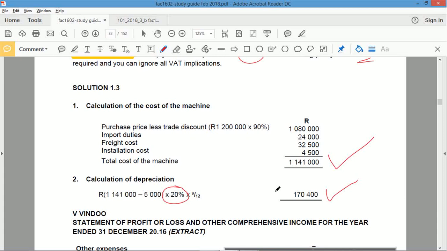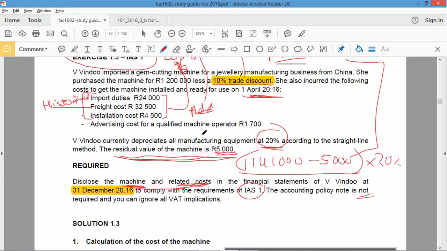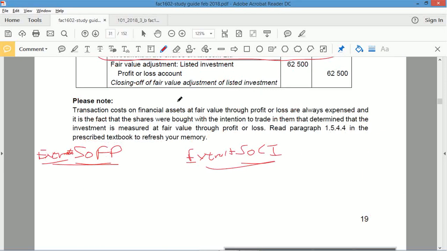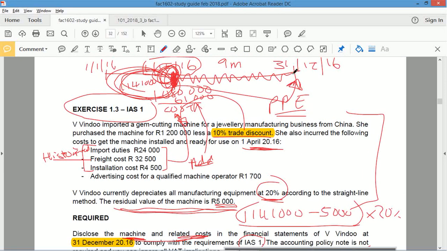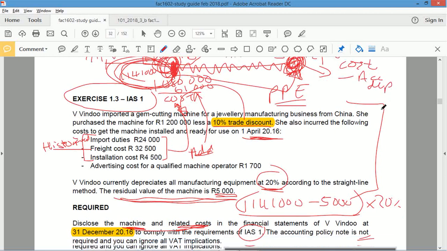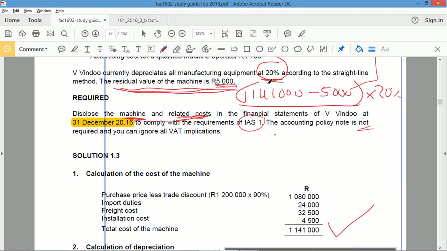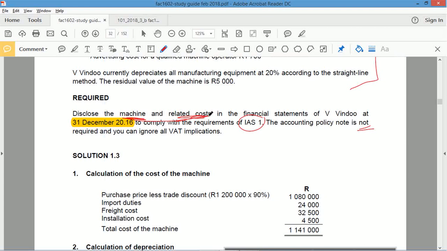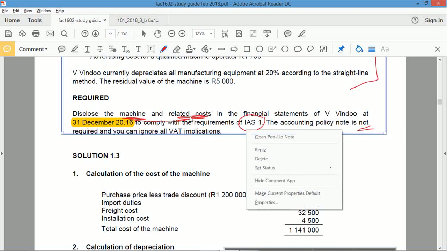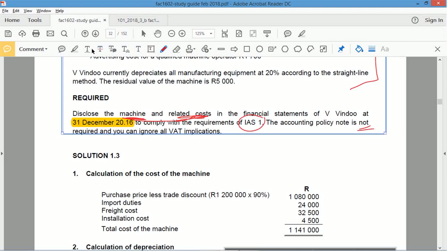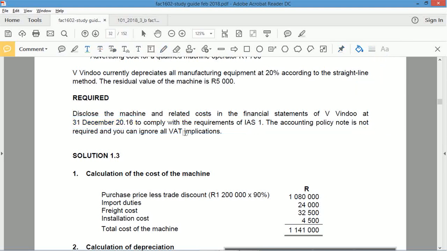The depreciation. So that means I started here, and I ended here. So the value of the asset there will be what? Cost minus accumulated depreciation. Does that make sense? So what's cost minus accumulated depreciation? Cost minus accumulated depreciation is the carrying amount. So what do I show in my books? The 170,400.